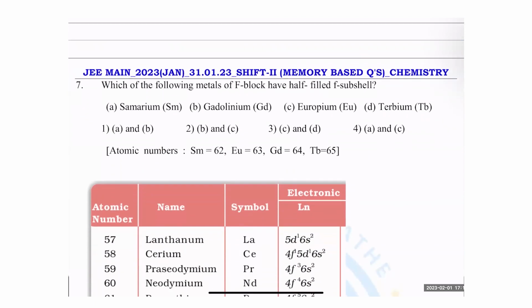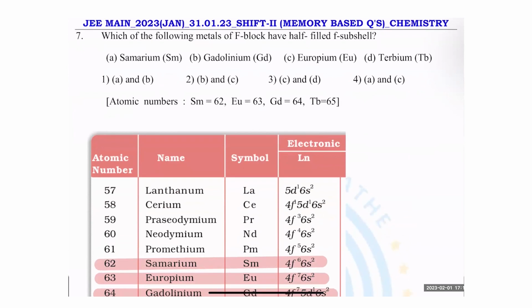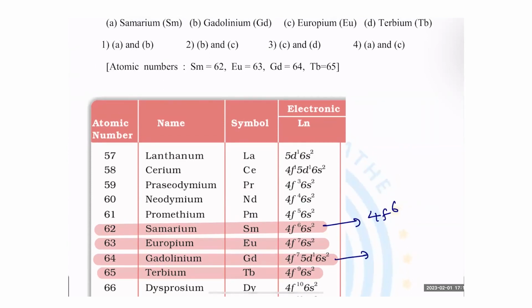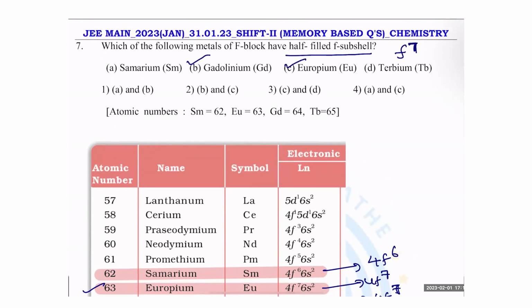Which of the following metals of the F block have a half-filled F subshell? Half-filled F subshell means he is asking for the F7 configuration. Samarium's configuration is 4F6. Gadolinium's configuration is 4F7, half-filled, so gadolinium is one of the correct options. Europium is also 4F7, so it is also correct. Terbium is 4F9. So the answer is europium and gadolinium, that is B and C. Therefore, the answer to this question is 2.